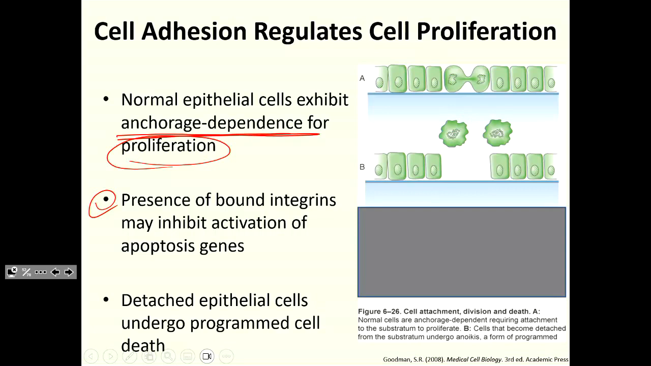Because you're anchored, the signals are sent saying, hey, that cell, it's doing what it's supposed to do. There's no reason to kill it. We're not murderers here, right? So, does that make sense? That second point now? Okay. When you detach, point number 3, that's when those apoptosis genes get turned on. Make sense so far? Okay.